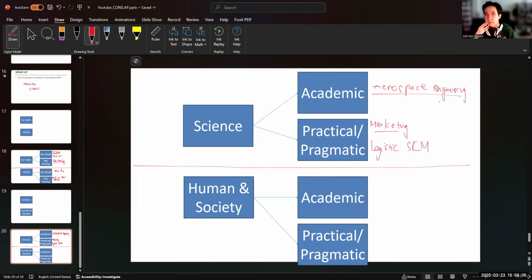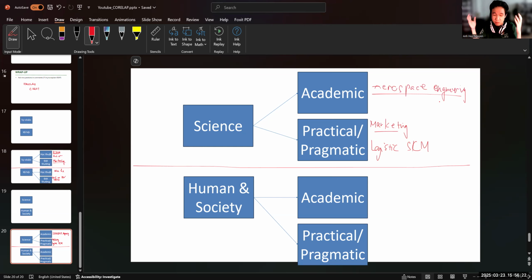So why? Because when I studied their curriculum, the subjects were calculus 1, 2, 3, advanced mathematics, advanced physics, and, how do I say, aerodynamics.